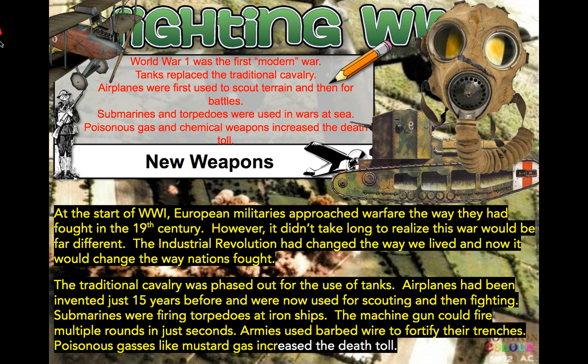And you can see here, make sure that you fill in this box of new weapons. World War I was the first modern war, modern in quotation marks, because they realized that the traditional cavalry riding in on horseback, all of those things were dated, and they would not work with such a widespread war. Airplanes were first used to scout terrain and then were used for battle. And then submarines and torpedoes were used in wars at sea. The Navy became really, really involved. And then poisonous gases and chemical weapons would increase the death tolls.